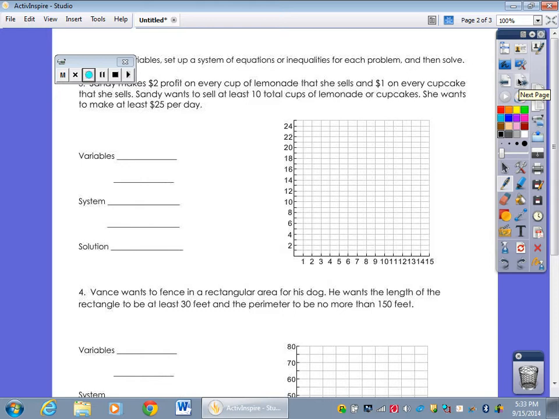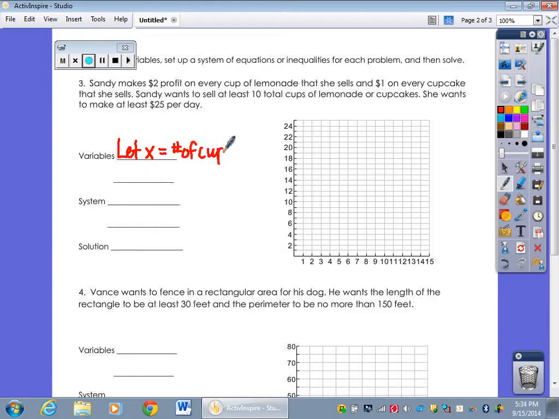So we have Sandy makes $2 profit for every cup of lemonade that she sells and $1 for every cupcake she sells. Sandy wants to sell at least 10 cups of lemonade or cupcakes, and she wants to make at least $25. So I am going to let X be equal to the number of cups of lemonade and Y be equal to the number of cupcakes. Okay?